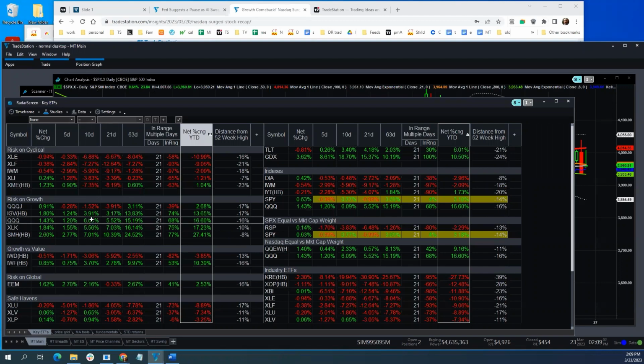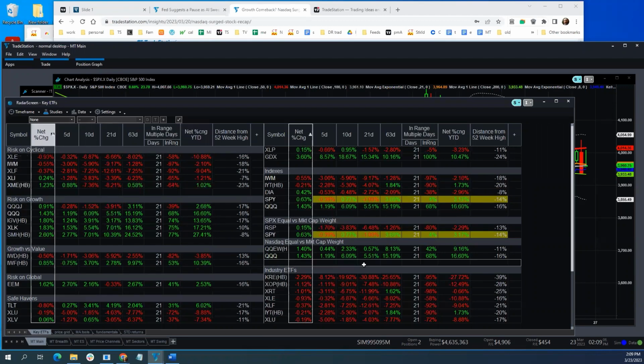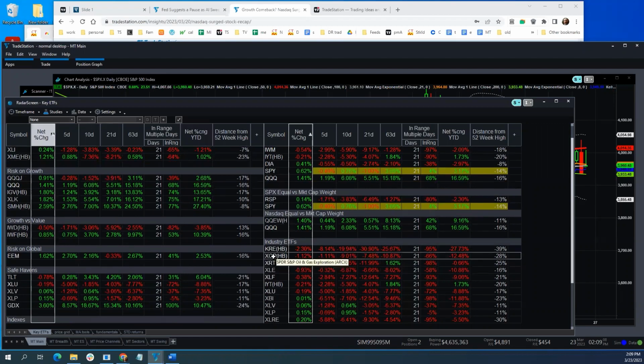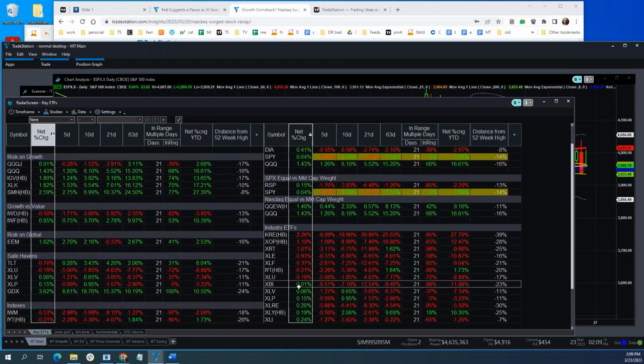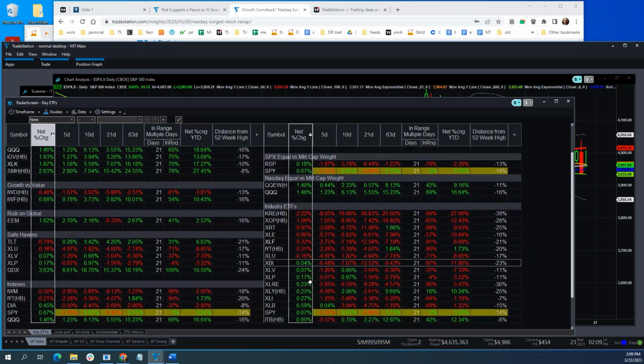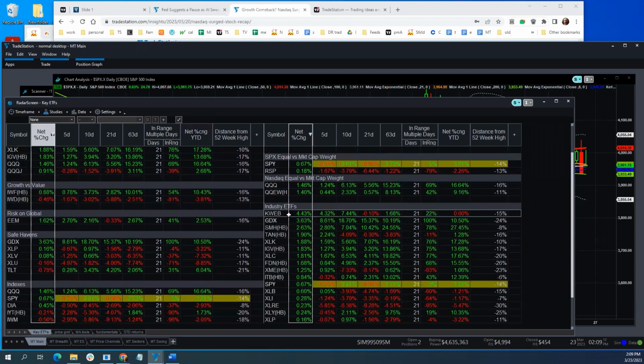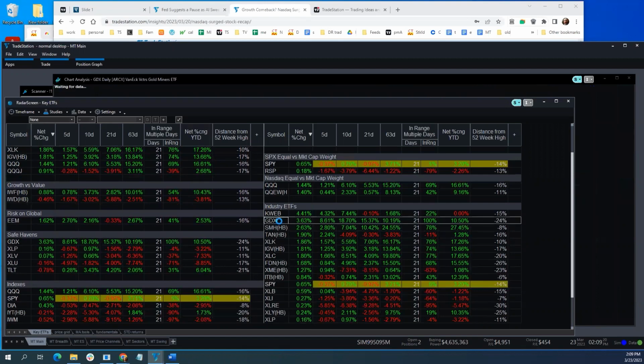If we look on a daily basis here, it'd be interesting to see who's down the most. Today, it's the banks, energy, retail. I'm just looking here at the performance. These gold miners just keep moving up.